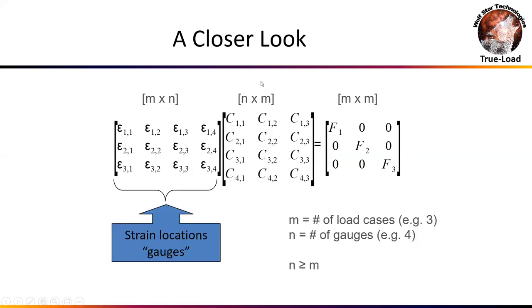So let's take a little closer look here. I've got a couple of slides of math, but this really helps you understand what's going on. Here we've got strain times a correlation matrix equals load. On the right-hand side, in this example, we've got 3 unit loads in our structure. On the left-hand side, you can see I've got 4 strain gauges. The columns of the strain matrix represent uniaxial strain gauges laid on our structure. Let me walk through this row by row and we can see what's going on.